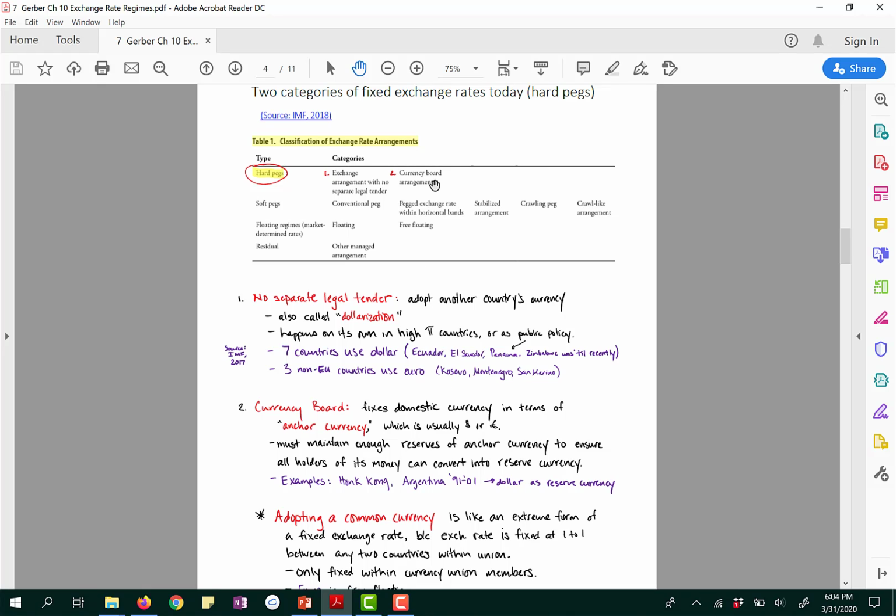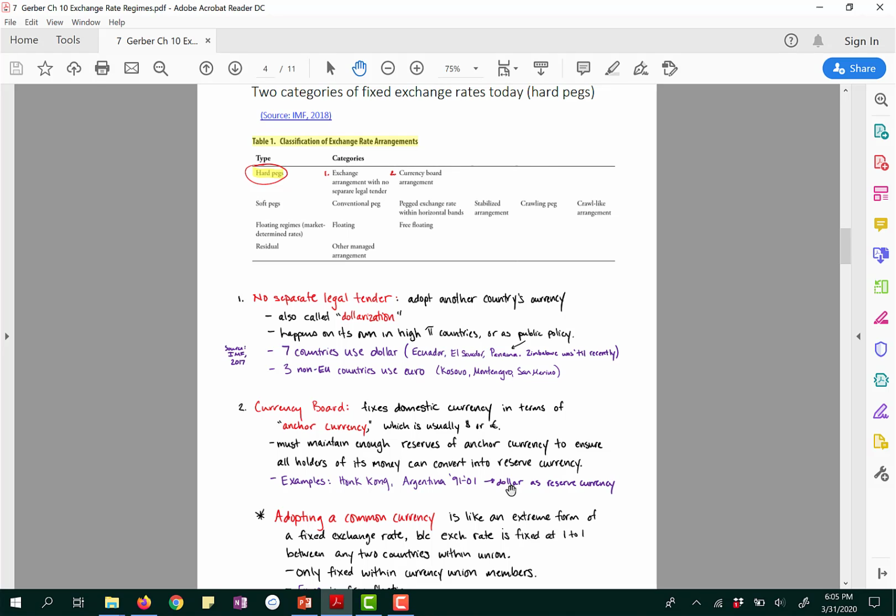The second type of hard peg is called a currency board. That is when the government fixes the domestic currency in terms of some anchor currency, which is usually dollars or euros. And the government has to maintain enough reserves of that anchor currency in order to guarantee that all holders of the domestic currency can at will convert into the reserve currency. And a currency board is voted on by the government. It's the law in places that adopt it.